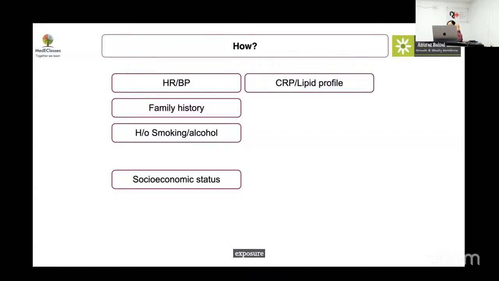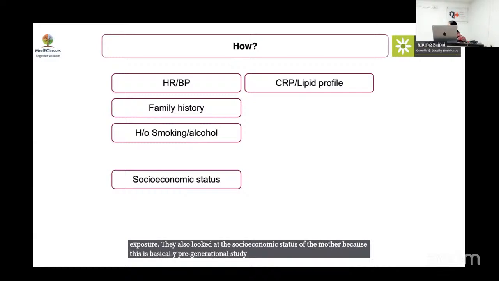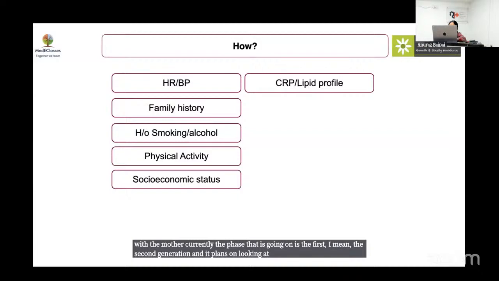They also looked at the socioeconomic status of the mother, because this is basically a 3 generational study that they're looking at. So it starts with the mother. Currently, the phase that is going on is the second generation, and it plans on looking at the third generation as well. And the physical activity levels, which were again taken at 15, 17, and 24 years.